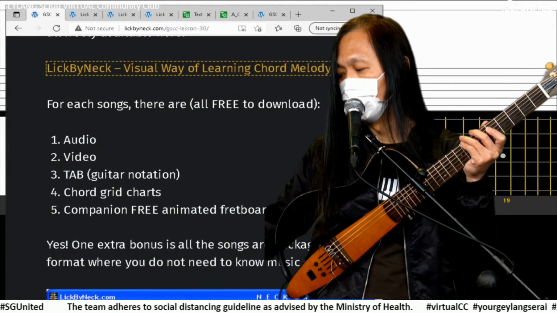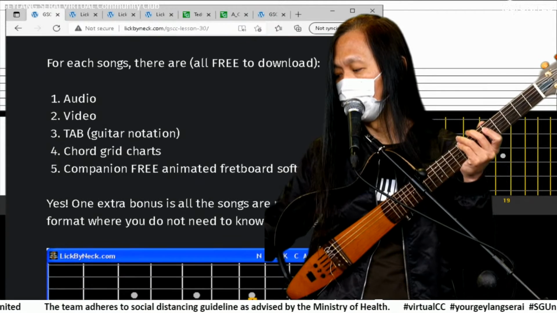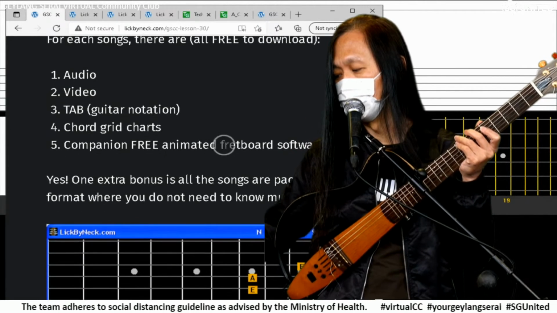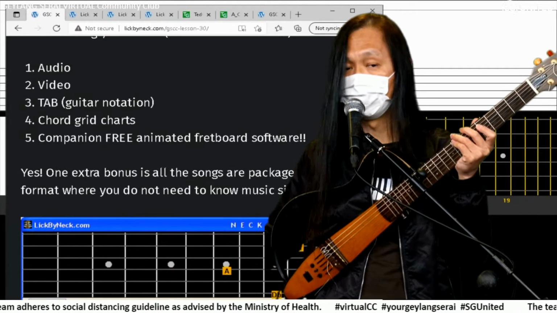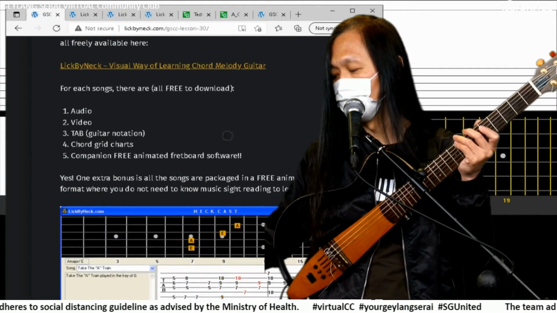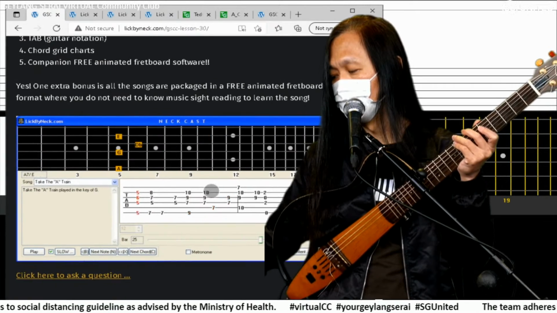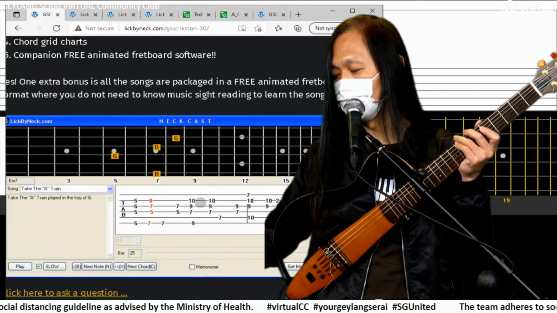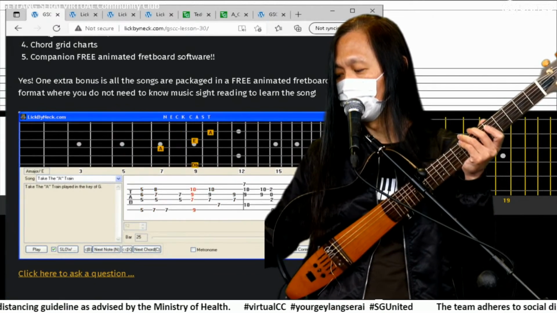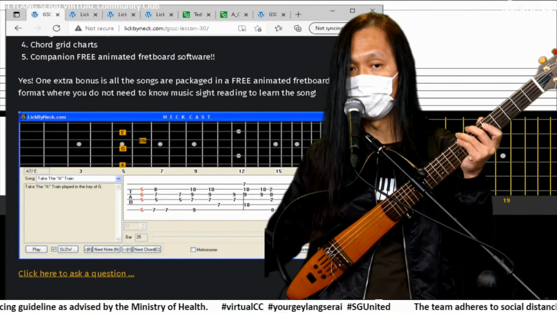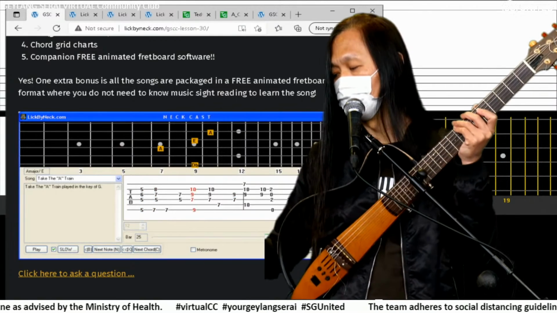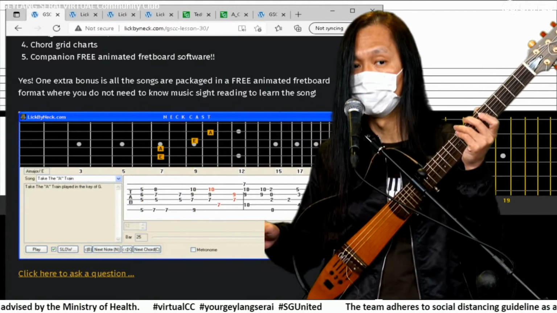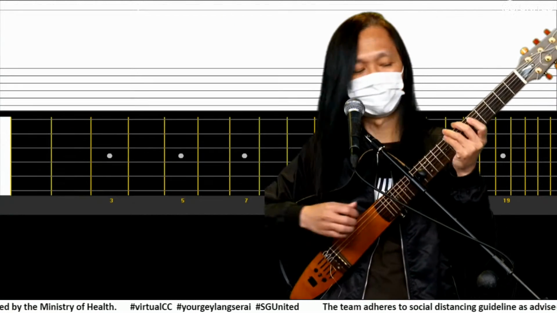There's audio and video and tab and chord grids and chord charts and, most importantly, there's free software, something like this one. This software doesn't look fantastic, but look at the fretboards. This is the animated fretboard that I produced. All the songs are in this format. You download them and you can learn the song by looking at the animated fretboard, just like here.